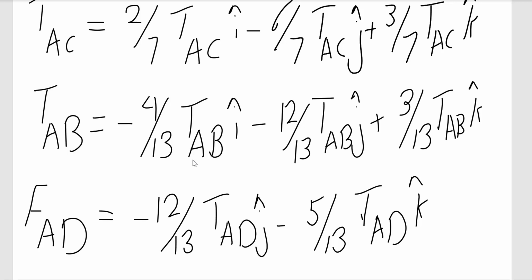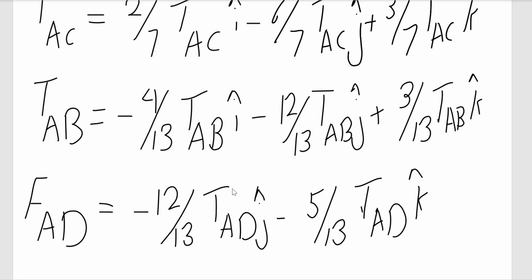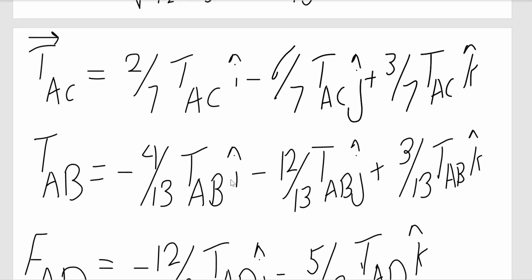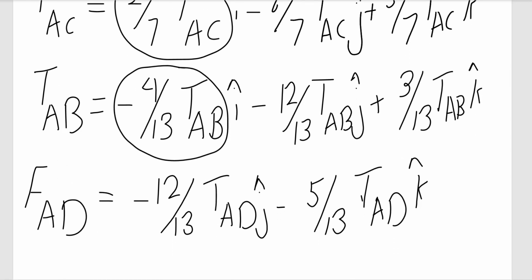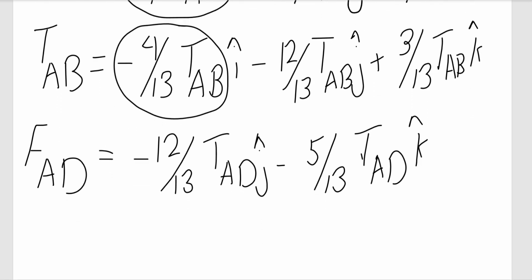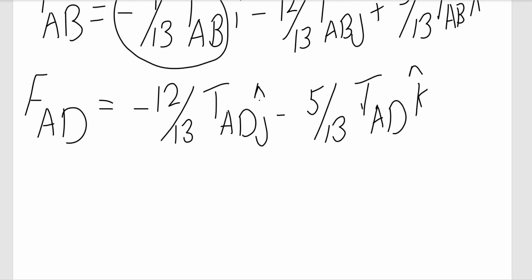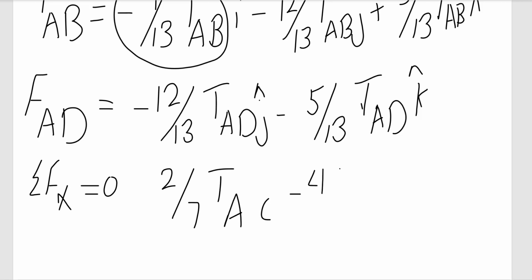So now it's time to write the summation of forces in X, Y, and Z. Summation of forces in X means that I'm just adding the X components together. So I will have this component plus this component, plus this one, which doesn't have any component in X, so I need to pay attention. And then same thing for Y and Z. So summation of forces in X would be 2 over 7 TAC minus 4 over 13 TAB equals 0.